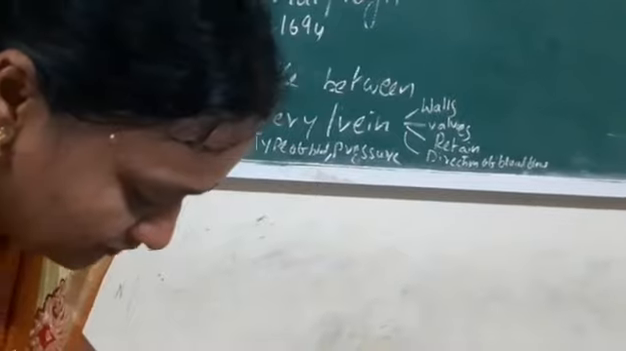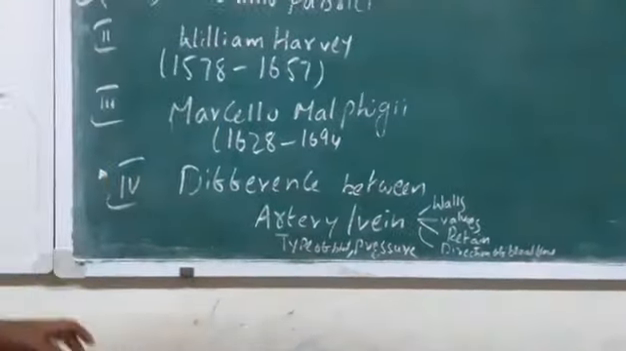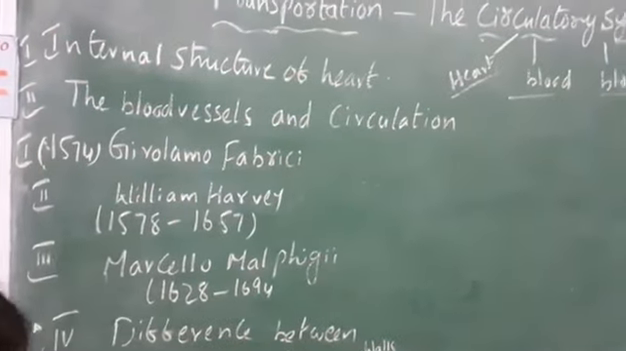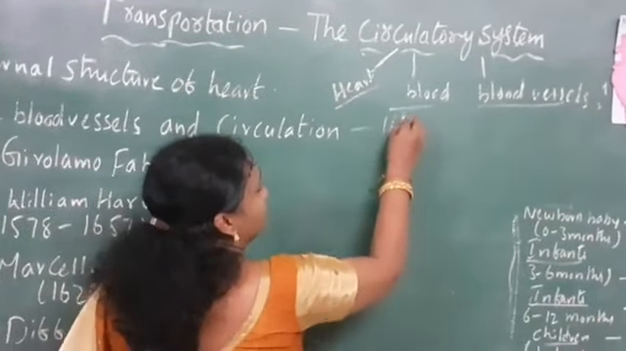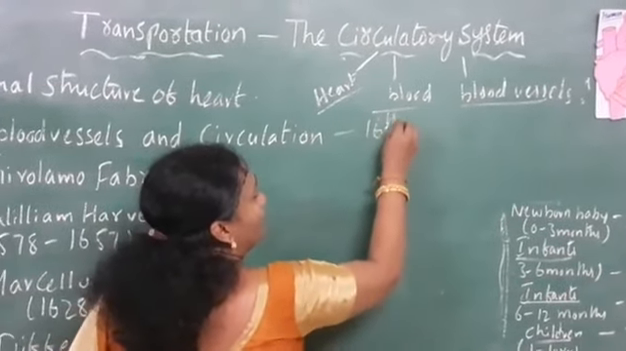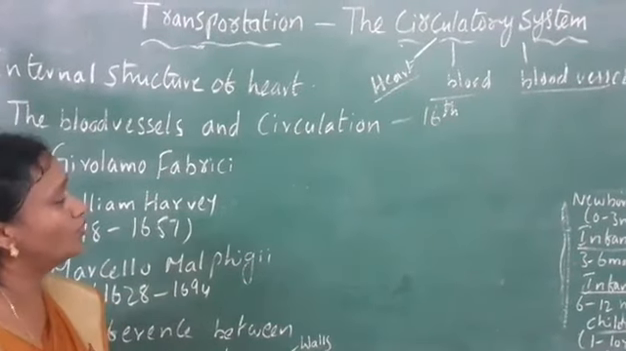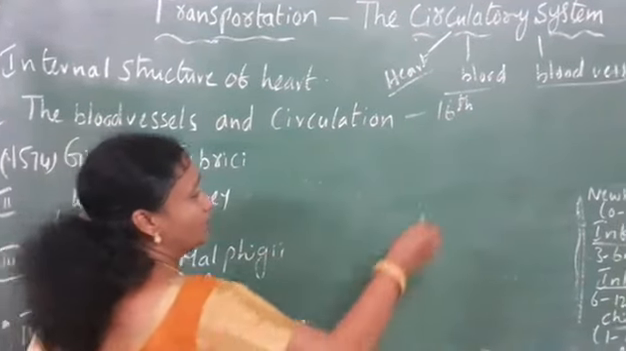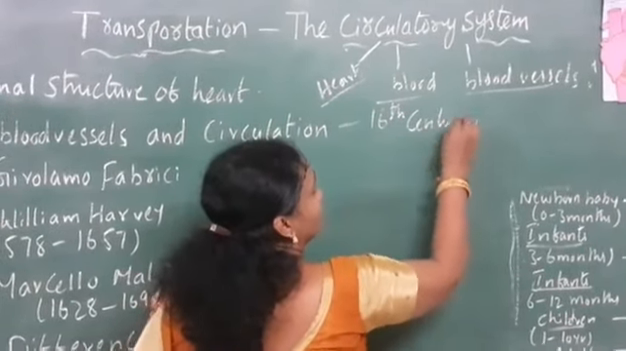So next, the next part of today's lesson is the blood vessels and circulation. In the 16th century, people did not know about the functioning of the blood vessels. They just knew the heart is the main organ of the circulatory system. But before the 16th century, they did not know about the arteries and veins.